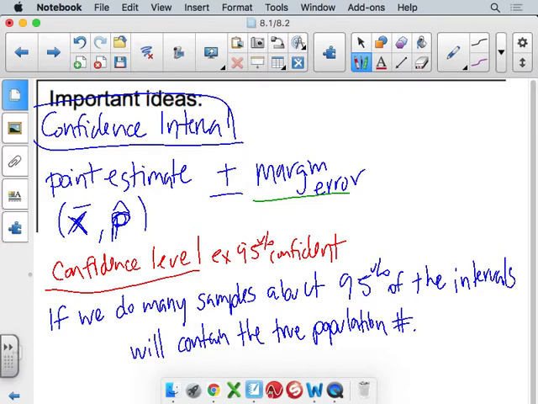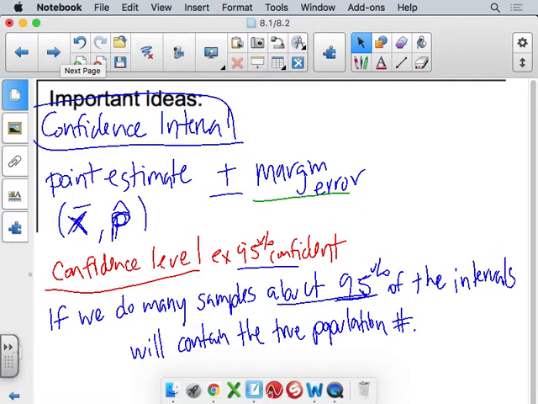Okay, so over the long run, since I'm 95% confident. If this was 80%, it would be many samples, 80% of the intervals will contain the true population number. So confidence just means in the long run, if I did this same procedure many times, about that many times will happen. Alright, so that's what confidence level means.